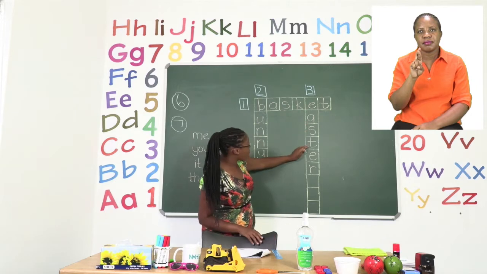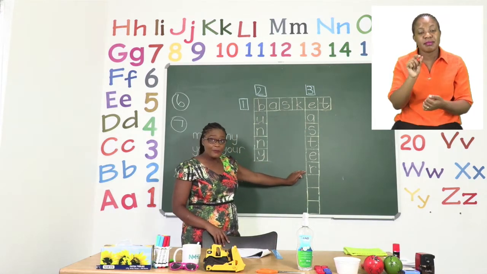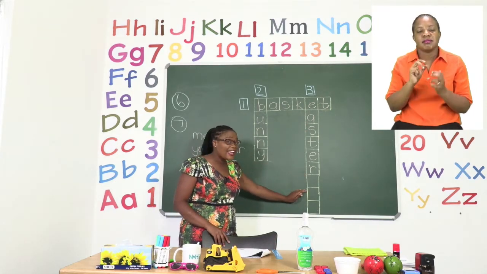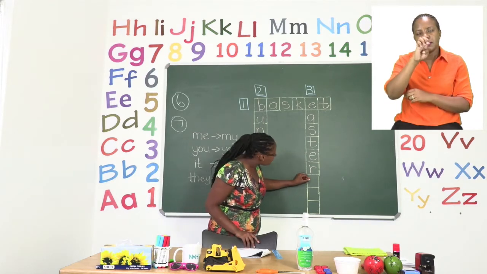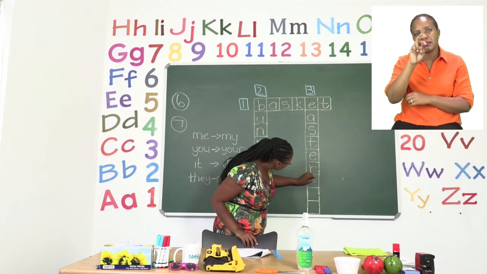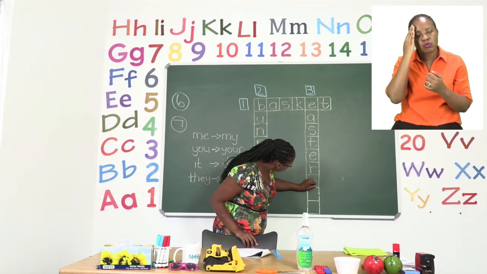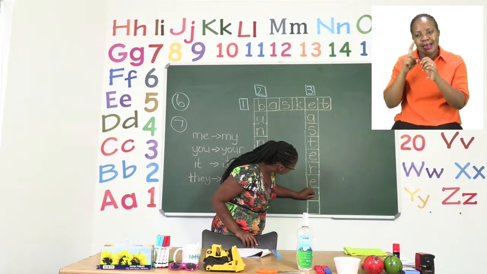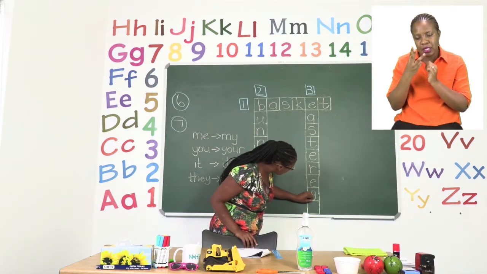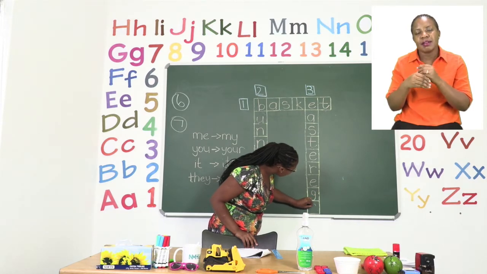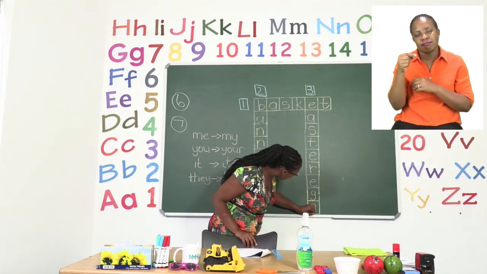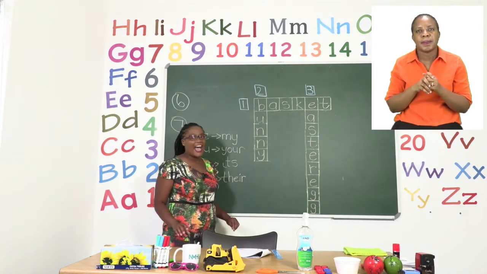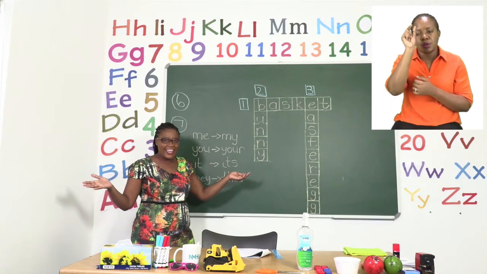So far we have the word Easter, but we need to finish it with the word egg. So we continue with our E and one G in one box. And another G in another box. Now we have our word Easter egg.